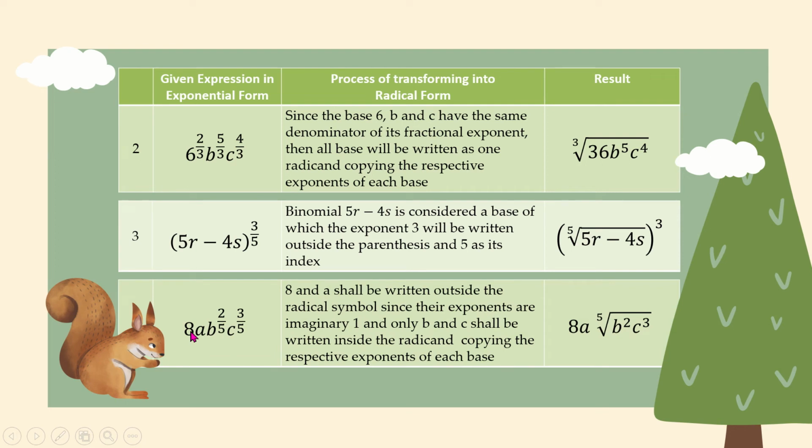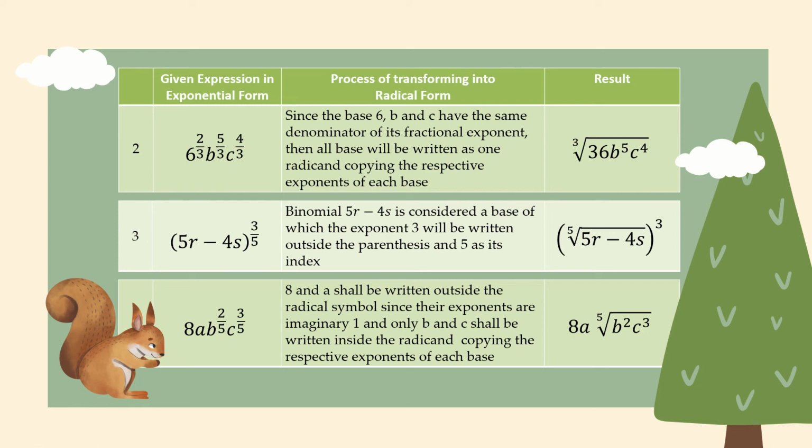Last example, the expression given is 8a, b exponent 2/5, c exponent 3/5. 8 and a shall be written outside the radical symbol since their exponents are imaginary 1. Obviously, the exponent of 8 and a is an imaginary 1. And only b and c shall be written inside the radicand or the radical symbol, copying their respective exponents of each base. So the exponent of b is 2, the exponent of c is 3. And their common index is 5, since their denominators are both 5.